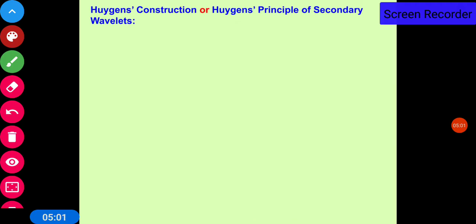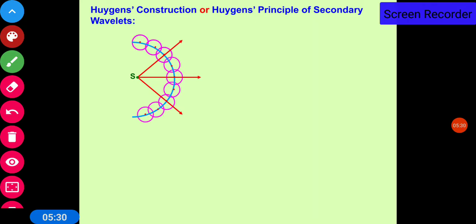Now, Huygens construction or Huygens principle of secondary wavelets. S is the point source. From this point source, the rays are moving in all directions. These dots are points having the same locus. If the locus of the points having the same phase is connected, then the spherical wavefront is shown. The blue color is the spherical wavefront.